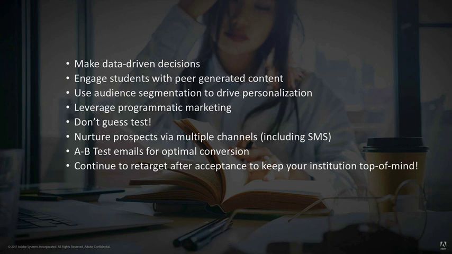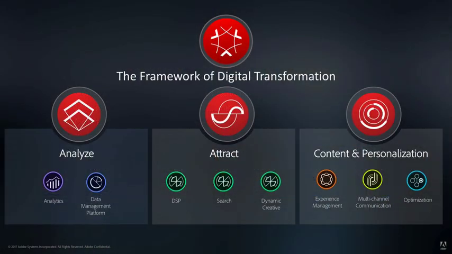A/B test emails for optimal conversion. So make sure that you have tested your emails. You have two different variations. You've served those up to a specific percentage of your audience, and then select the one that statistically performs best. And finally, continue to retarget after acceptance to keep your institution in mind. Until that student is actually enrolled, we're going to constantly use remarketing and retargeting strategies to keep the institution top of mind. And all those things will lead to a higher yield rate.